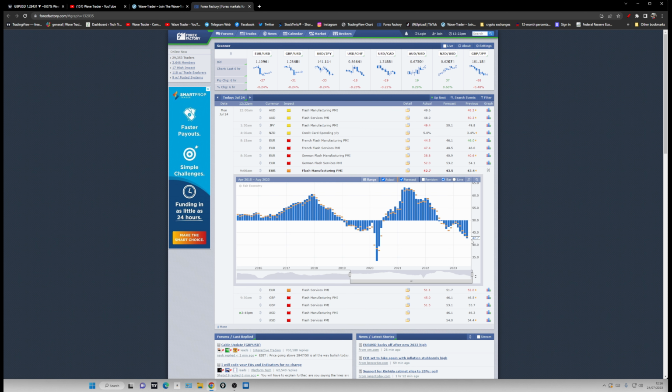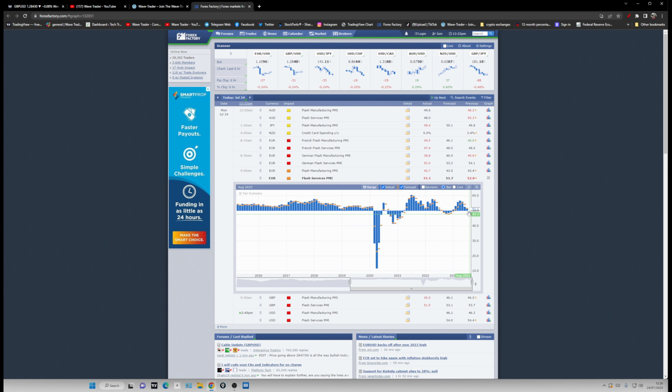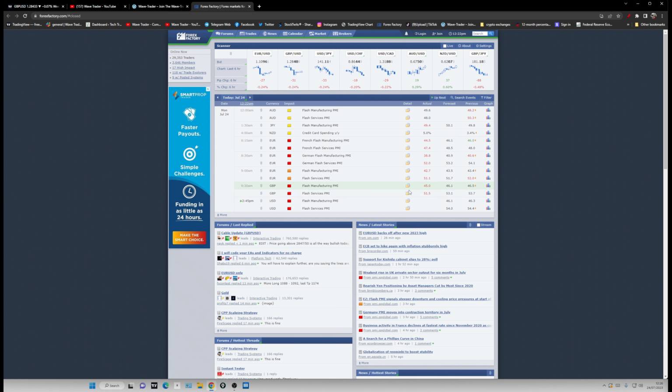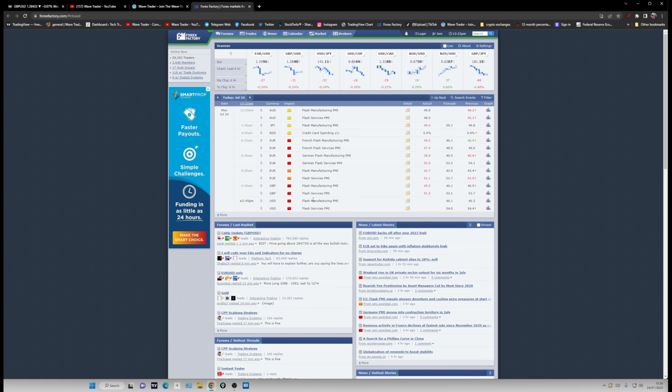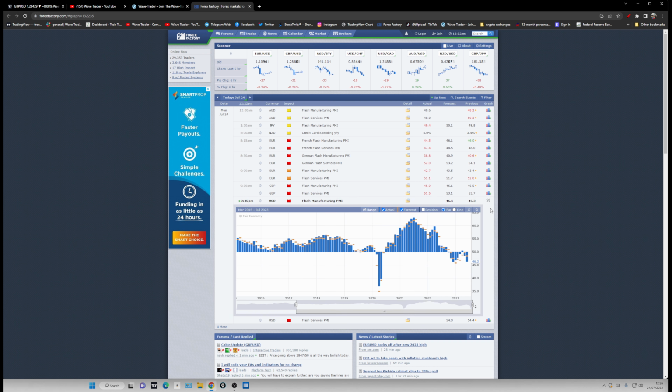So we can see that the manufacturing PMI dropped and the service sector is still holding. We have seen a drop in the UK as well, and there the services are still holding. There is a possibility that we are also going to see a drop in the US. The US economy is also slowing down very aggressively.